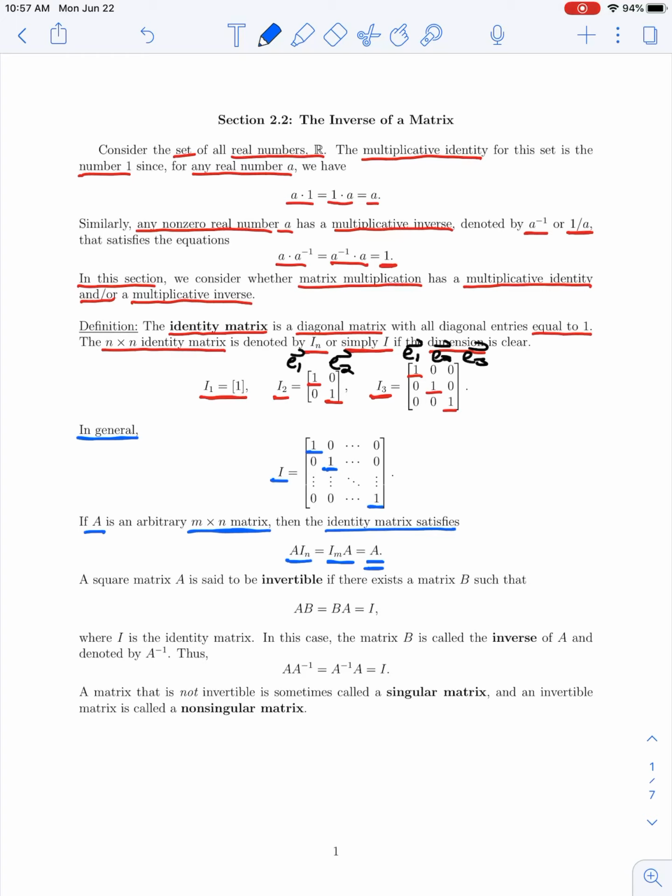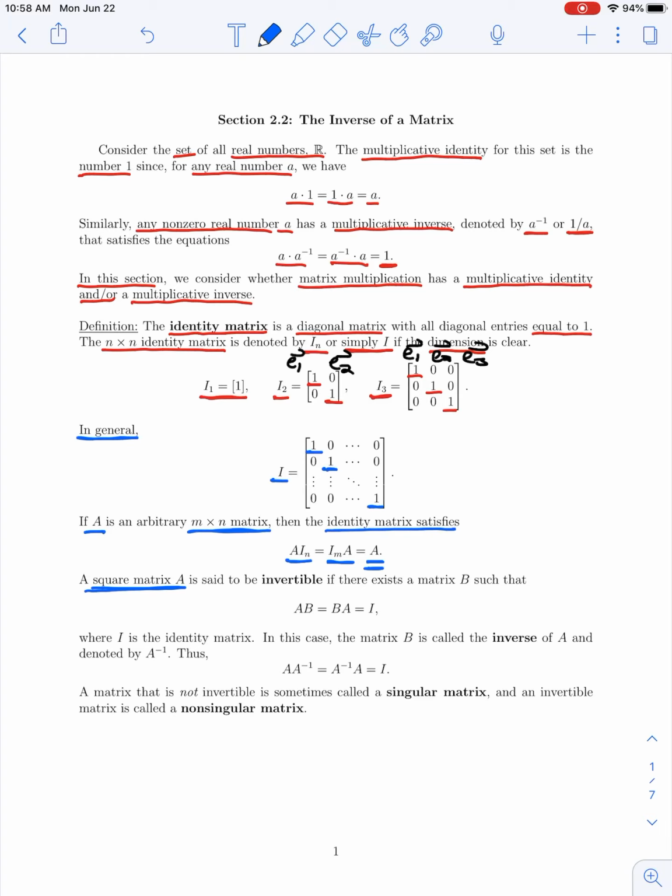Now, we could ask the question, is there a multiplicative inverse? If I have a matrix A, is there some matrix I could multiply it by such that the product would give me back the identity matrix? And the answer is no, not every matrix has a multiplicative inverse. So some terminology we're going to introduce here is the following. In this course, we're going to be working almost exclusively with square matrices when we talk about invertibility.